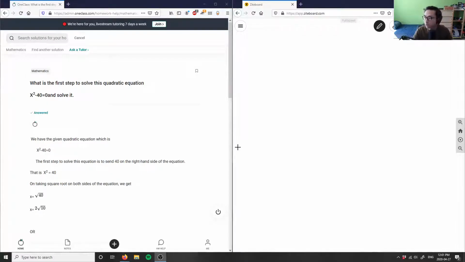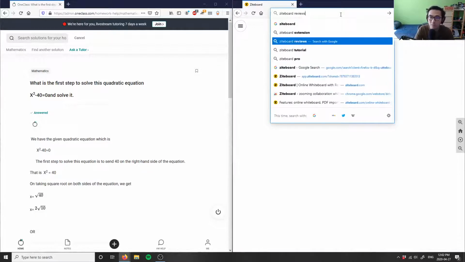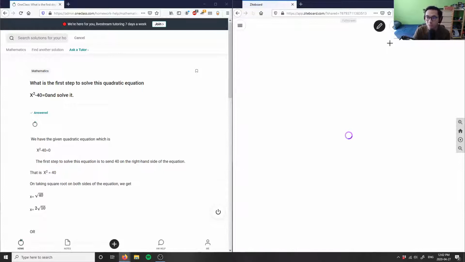All right, so let's work on these problems here. It says, what is the first step to solve this quadratic equation? We have x squared minus 40 equals 0, and then solve it. Okay, so let's write down here. I gotta refresh the board here. It sometimes does that. Here we go. We have this x squared minus 40 equals 0, right?